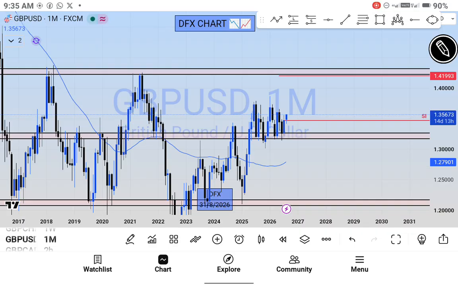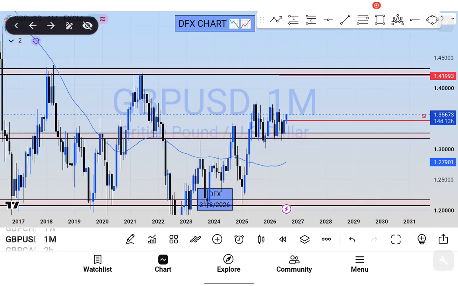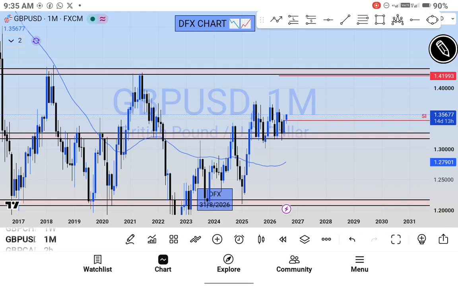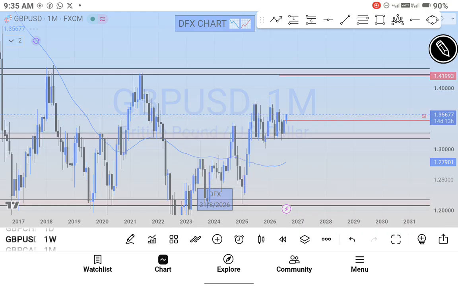And last month's candle close, you see that it actually engulfed the previous month. That's the month of June. The month of July, which is last month, actually engulfed the month of June. So that's an indication that we are ready to head to the upside. So now scaling down to weekly time frame.